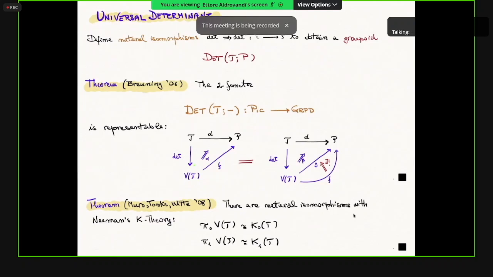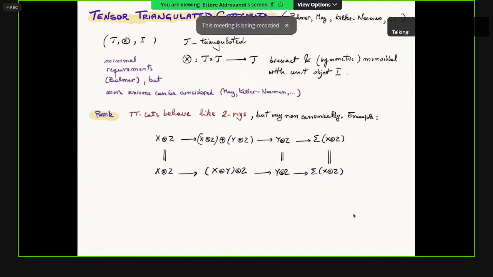So this is a universality statement. This is usually called the universal determinant. It's remarkable that such a universal determinant exists, which was proved by Breuning. So now this is all well known.